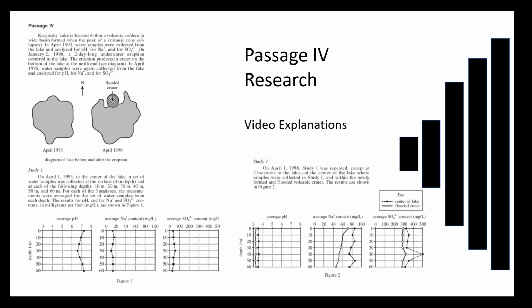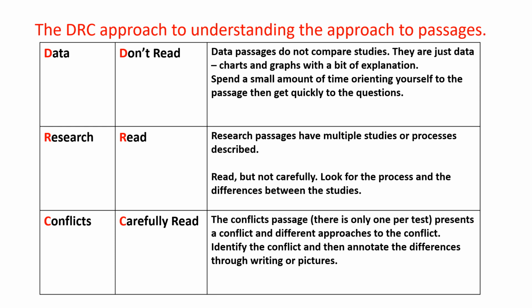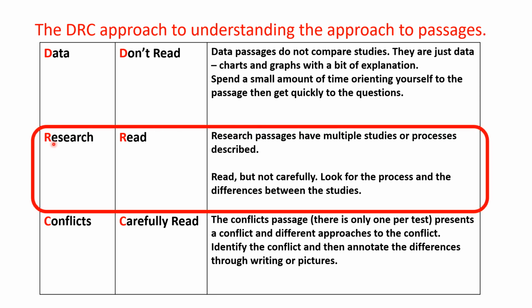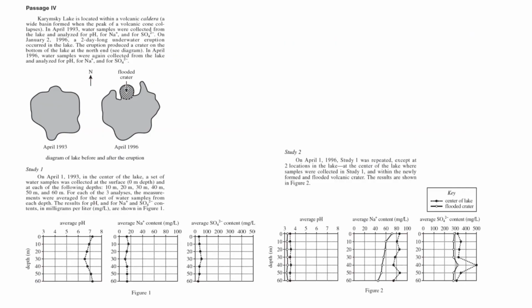This is passage 4, the research passage. In our DRC approach, R stands for research and reads. We're going to read not carefully, but looking at the differences between the studies and the variables that are present. Okay, so we're going to quickly just go through this.